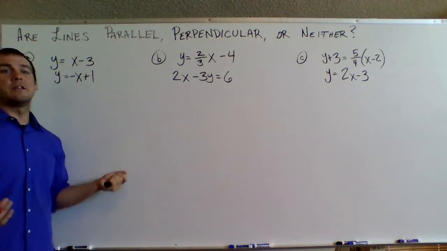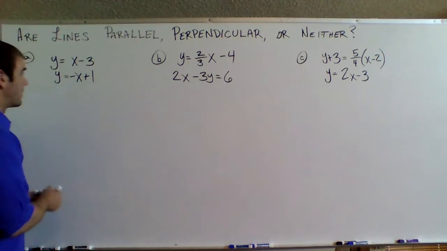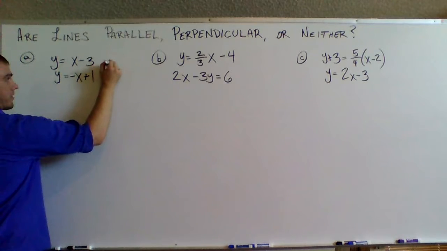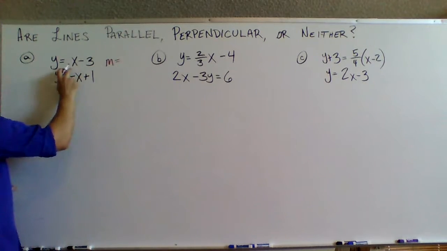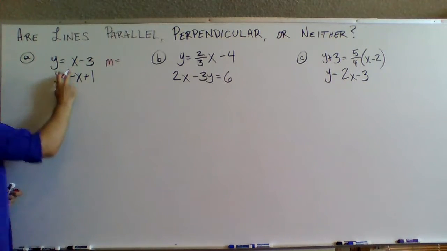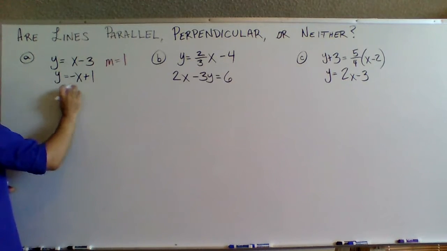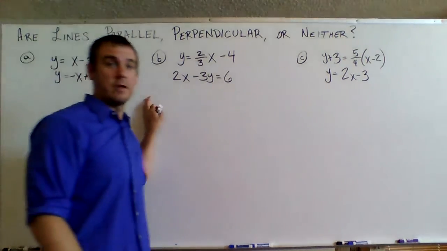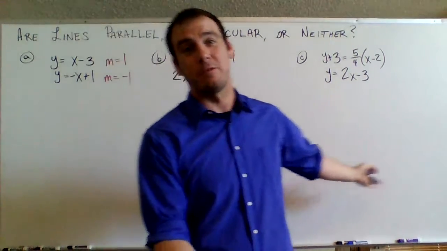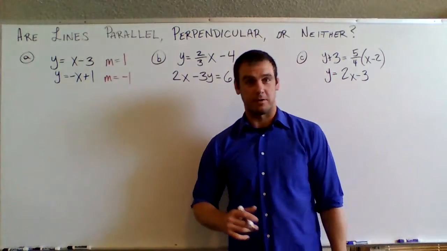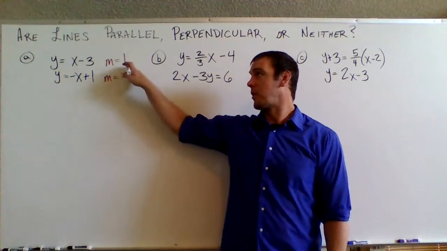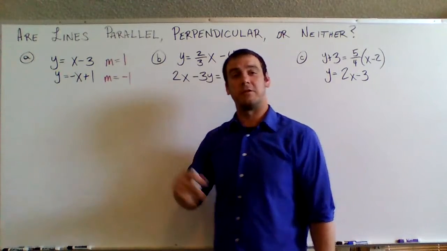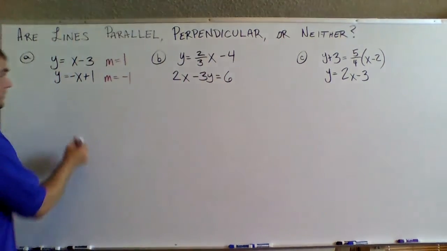I do need to see some kind of reasoning from you. So like this one, if you just said that my slope here, remember, is going to be in front of my x, is 1. Here my slope is negative 1. I do know that these are opposite reciprocals. That was actually one of my examples I gave you for opposite reciprocals. So my slopes are opposite reciprocals. That just means that these are going to be perpendicular.